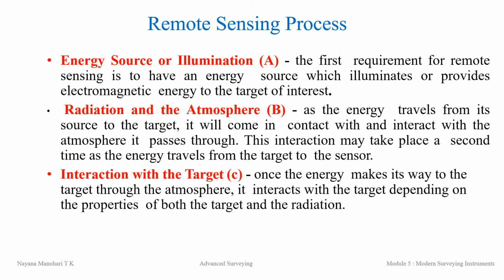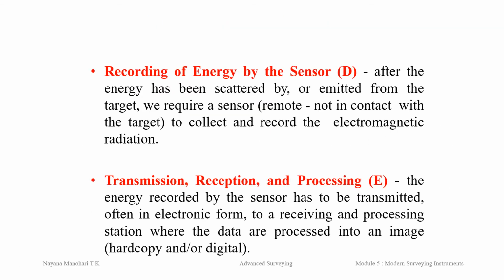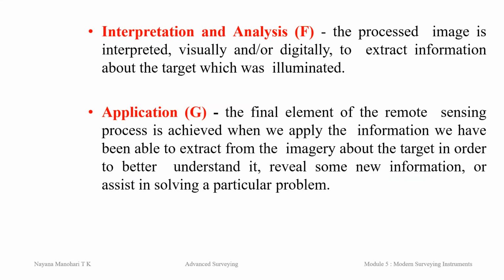What I explained here is the same thing. A is the energy source or illumination. The second one is radiation and the atmosphere. From A it reaches B, then it reaches C, that is interaction with the target. Next is D, recording of energy by the sensor. Next it reaches E, that is transmission, reception and processing. Finally it reaches F, interpretation and analysis, and finally the application. This is the overall working principle of remote sensing.